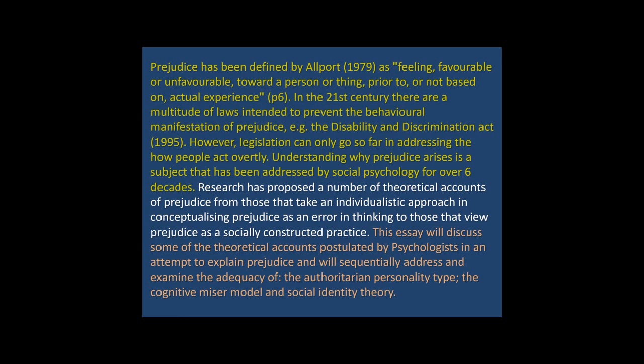In the white text, you can see that the author has attempted to narrow down the focus of this particular essay and is indicating that the focus of the essay is going to be on some of the theories that have been used to account for prejudice. And in the orange text, you can see that the author has attempted to indicate to the reader how they are going to go about addressing this particular essay title.